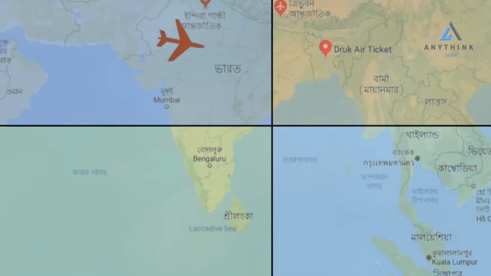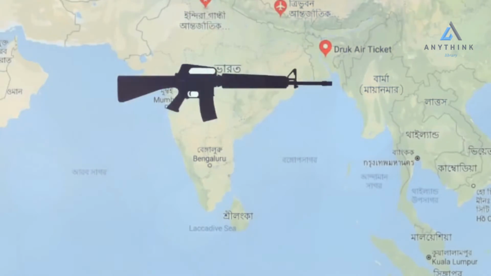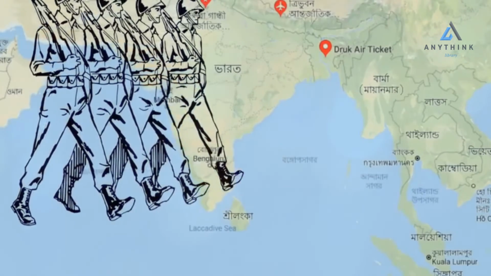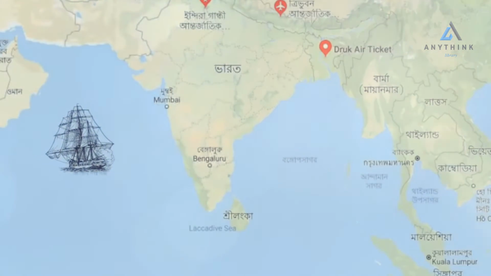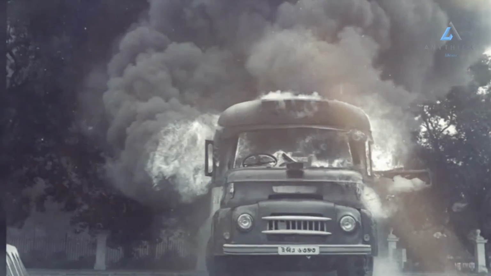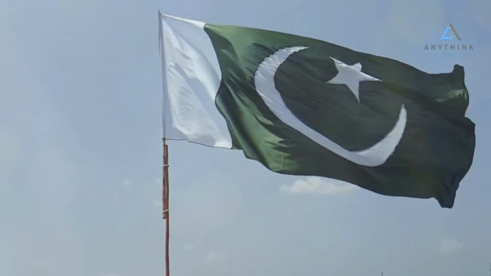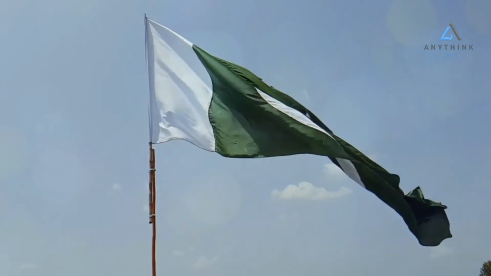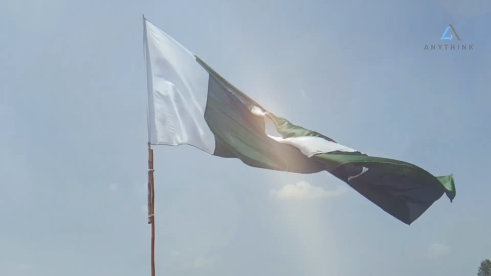The war resulted in the deaths of over 3 million people and the displacement of millions more, making it one of the deadliest conflicts of the 20th century. The war also strained the relations between India and Pakistan, which remain tense to this day. The two countries have fought several more wars since 1971, and the issue of Kashmir remains a major point of contention between them.